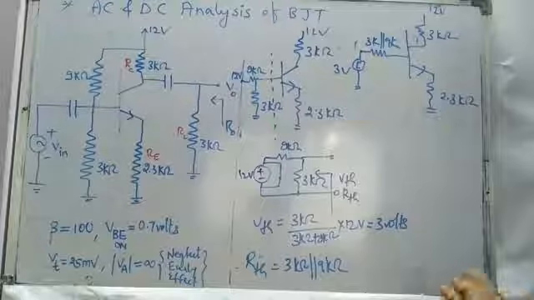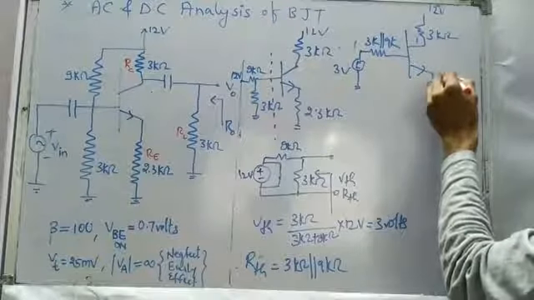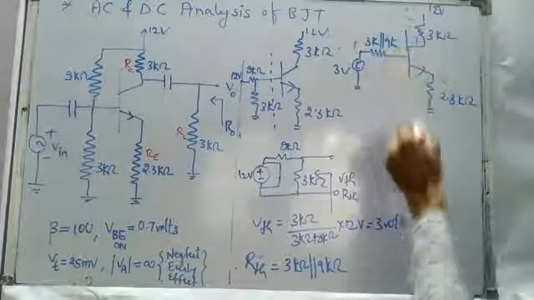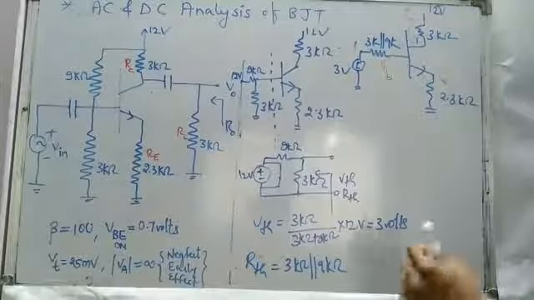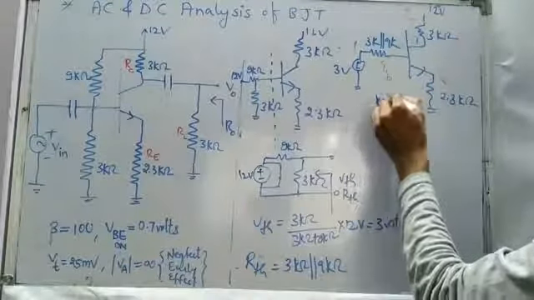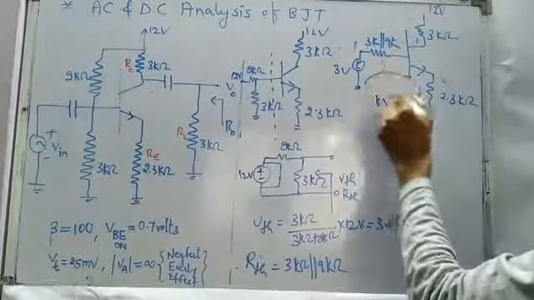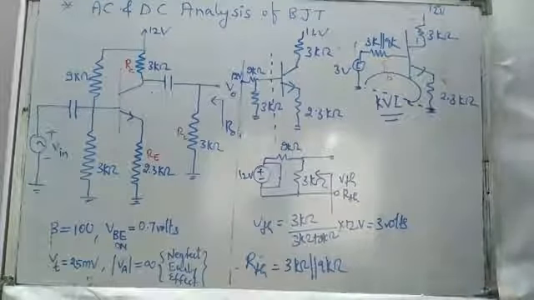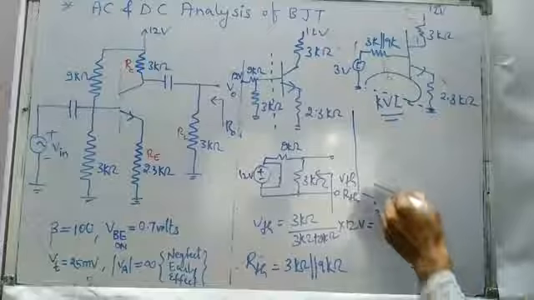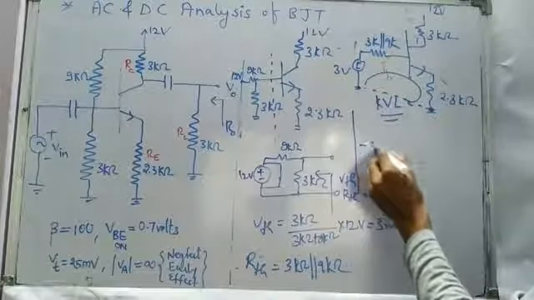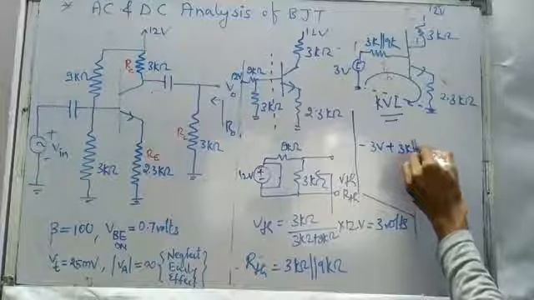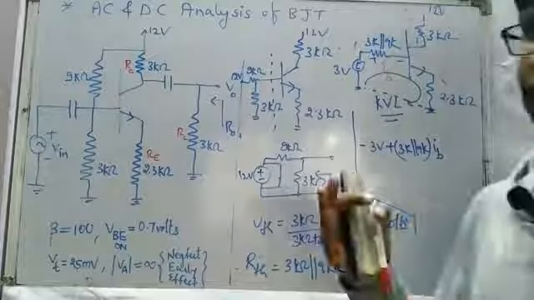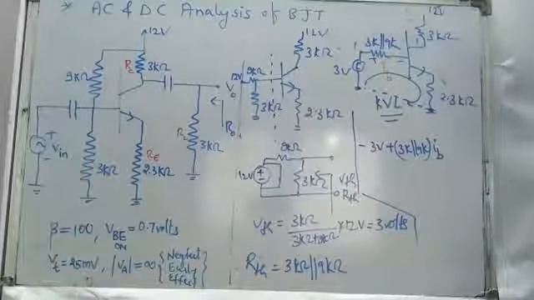Our aim is to find the current in the branches. The current in the emitter branch will be IE, in the collector branch it will be IC, and in the base branch it will be IB. Now we'll write the KVL in the loop, starting from this point and coming back to this point; because these are grounded, we can treat them as virtually connected. So starting from this point, it is going to be minus 3 volt plus 3k parallel 9k into IB, because the voltage drop is IR, where I is the base current and the resistance is 3k parallel 9k.